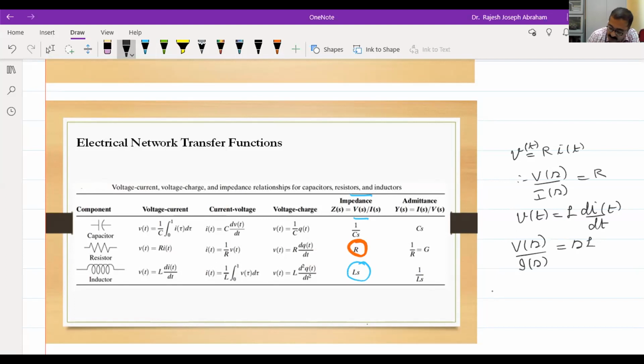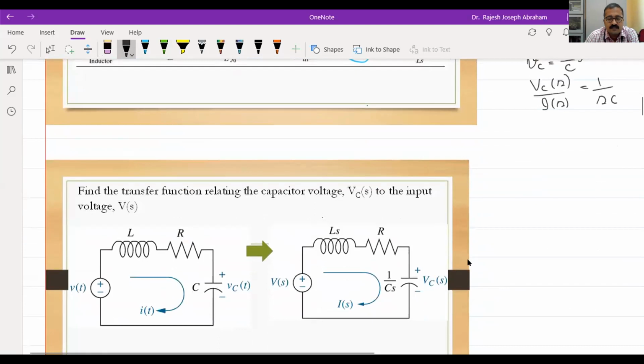Similarly, for a capacitance, VC is equal to what? 1 by C integral I dt, right? Or if you take the Laplace transform and the ratio, you will get VC of s by I of s as what? 1 divided by C into S. And that is what is given here. Okay, so these are the impedances in Laplace domain, right? 1 by Cs for the capacitance, R for a resistance, and Ls for an inductance. Let us take up 1 or 2 problems now.